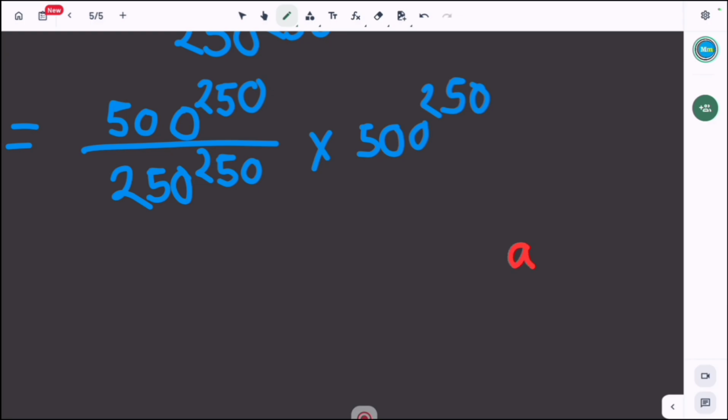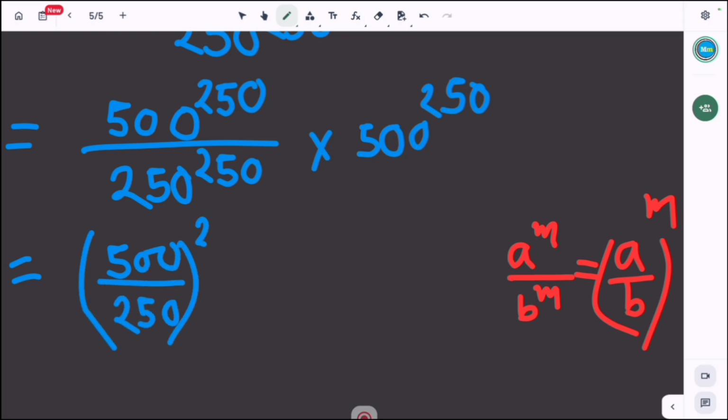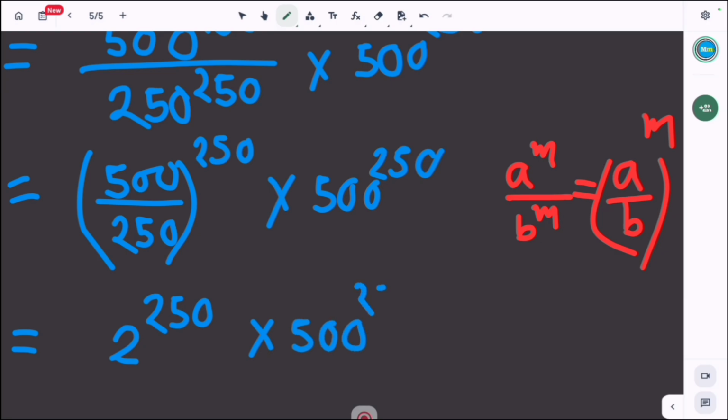See one more formula: a to the power m by b to the power m equals a by b whole to the power m. Here equals 500 by 250 whole to the power 250 into 500 to the power 250 as it is. 500 by 250 becomes 2, and to the power 250 into 500 to the power 250.